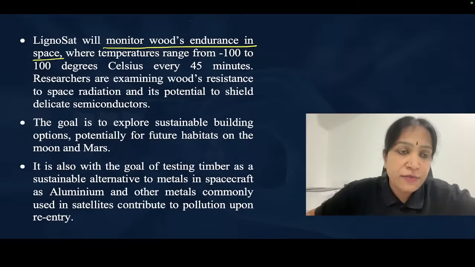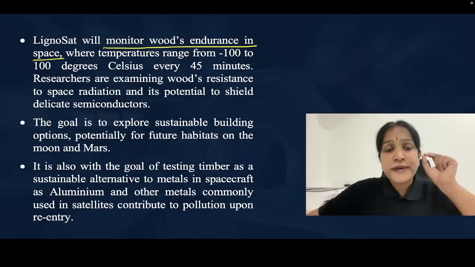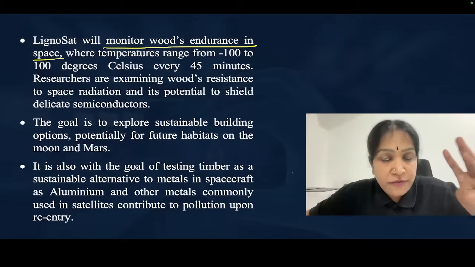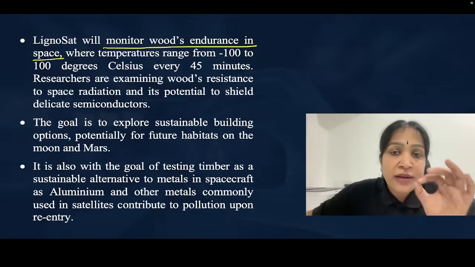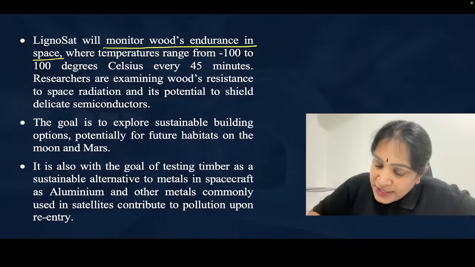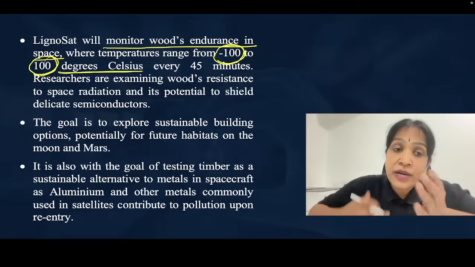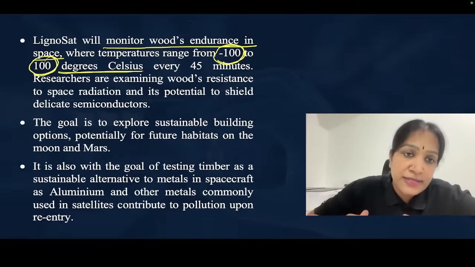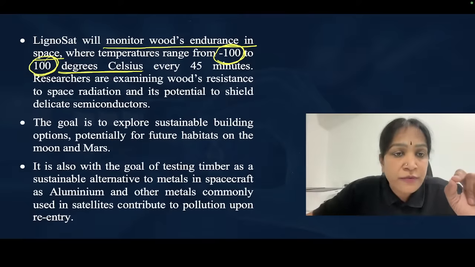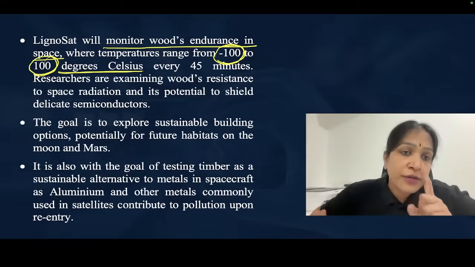What is the purpose? What is the aim of this Lignosat? First, it will test whether the wood will tolerate space conditions or not. The temperatures here will range from -100 to +100 degrees Celsius. It means a 200 degrees Celsius variation is there. So can this wooden satellite tolerate such temperature extremes? This is one thing which we want to test.